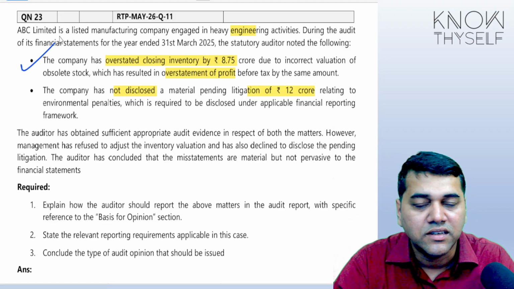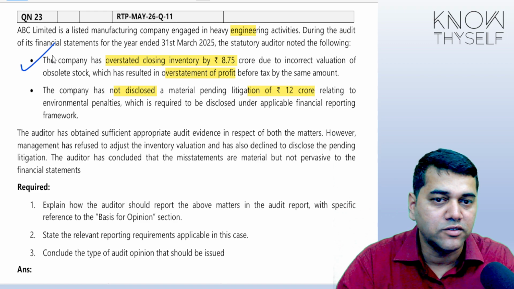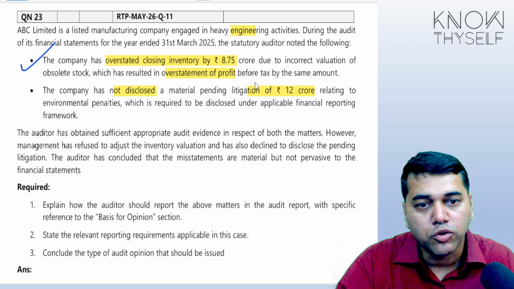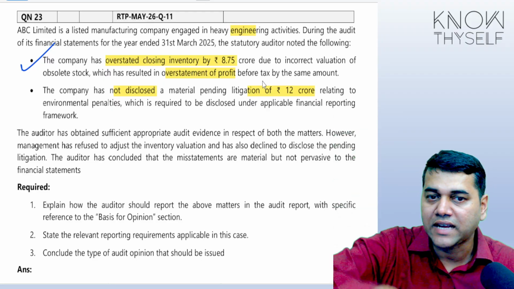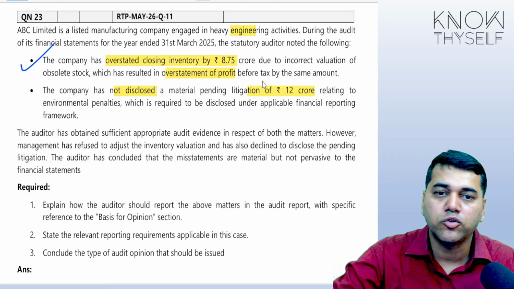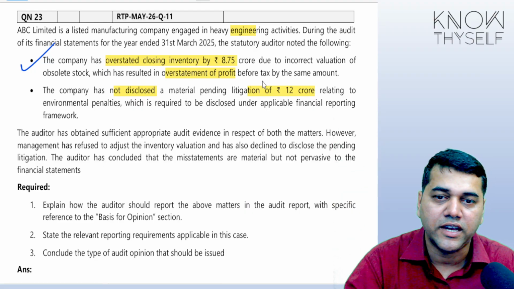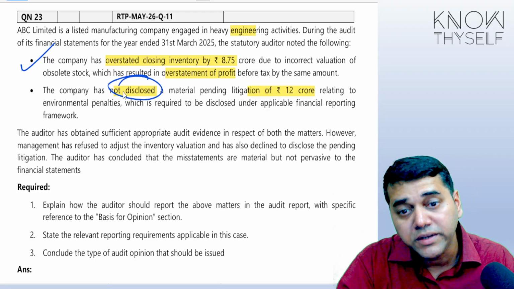This is very easy. You will always go and tell that this is what happened, because of which the profit got overstated by so much, the reserves got overstated by so much, and because of this the taxation got overstated by so much. So you will always give the explanation. What if something has not been disclosed?